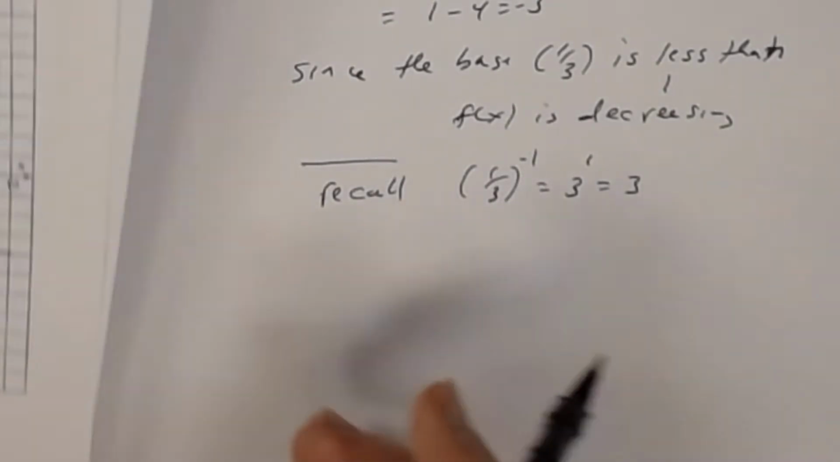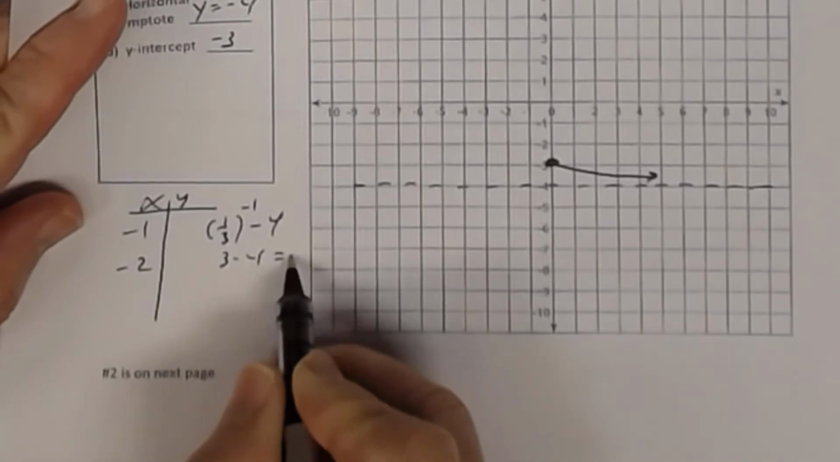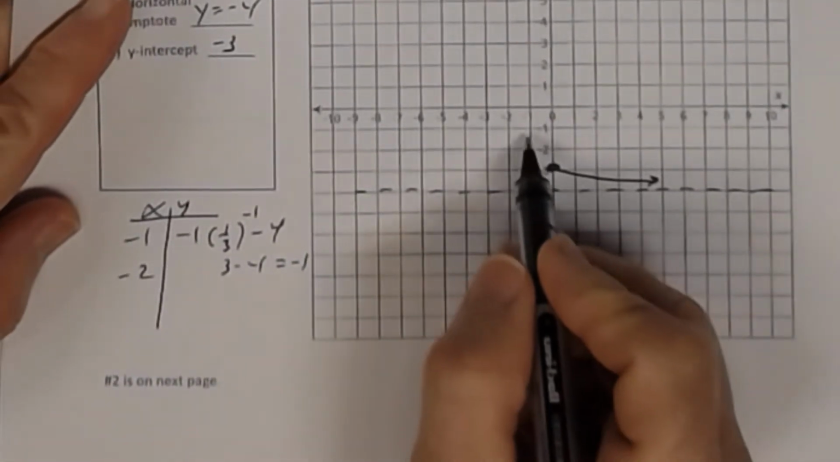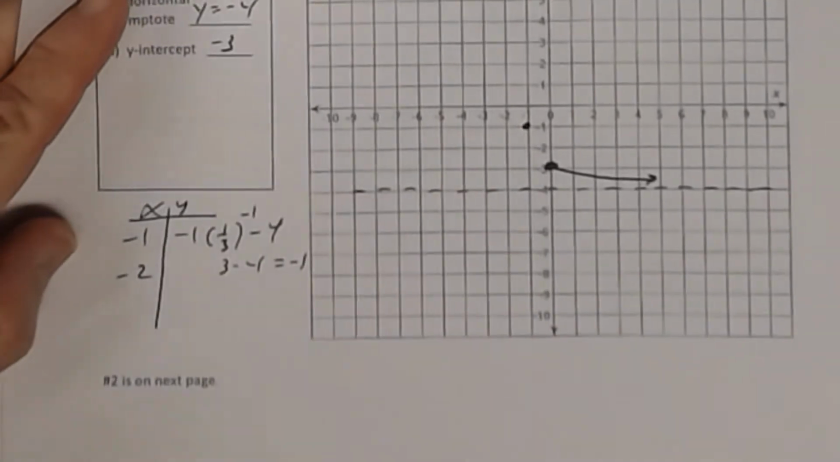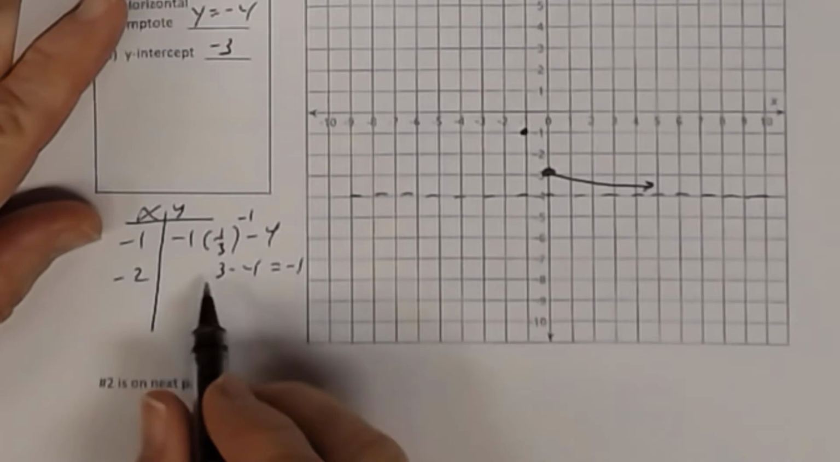All right, so this is going to be 3 minus 4 now, which is -1. So I get the point -1, -1. So that's right here. So there's another point. Okay, I need 3 altogether. So let's do -2. Same idea.